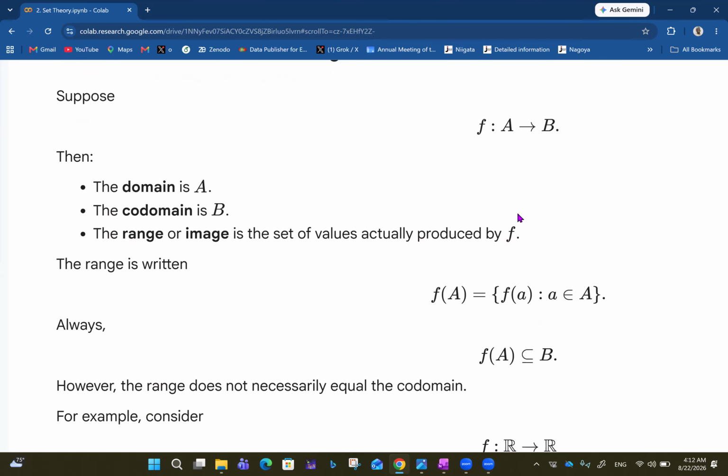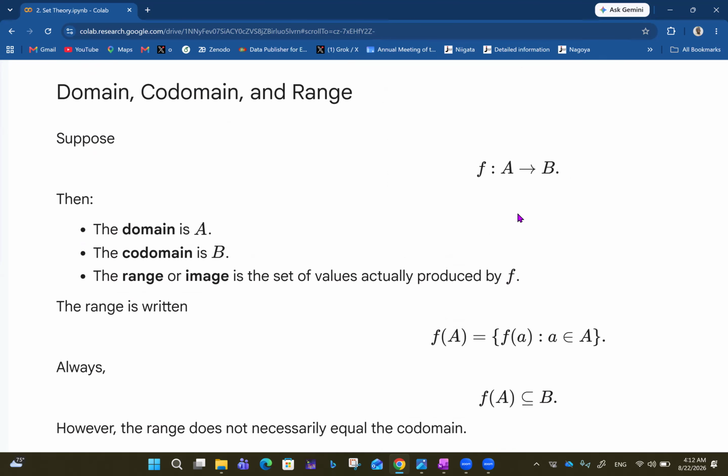So we talk about domain, codomain, and range. Suppose f maps A to B, then the domain is A, the codomain is B, and the range, or image, is the set of all values actually produced by f. So the range is written like this: f of A is the collection of all f of a such that a belongs to A. That's the range. So f of A is always a subset of B. Therefore, the range does not necessarily equal the codomain.